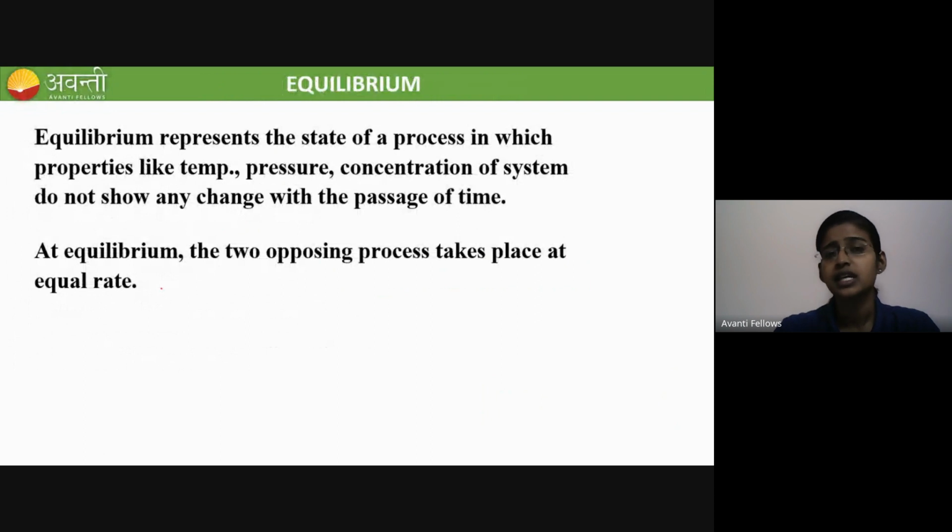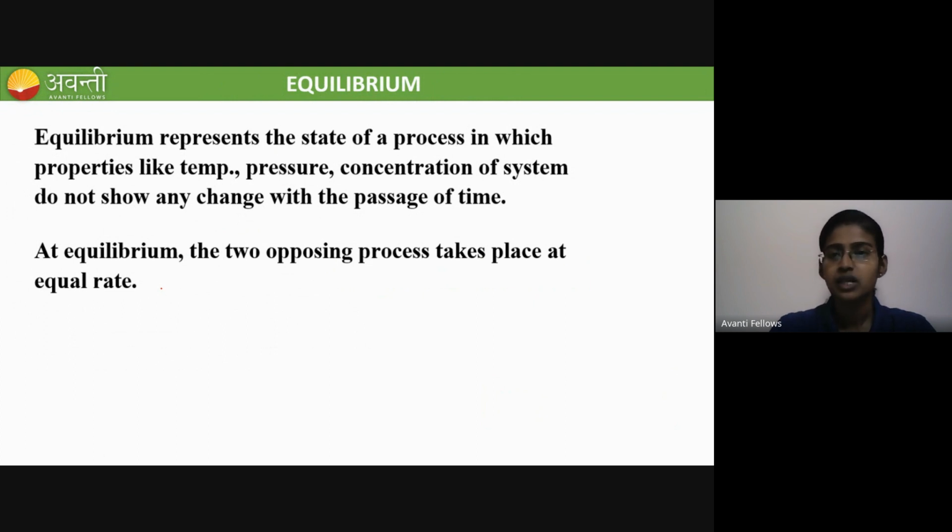So what is an equilibrium? Equilibrium represents the state of a process in which the properties like temperature, pressure, or concentration of a system do not show any change with the passage of time. At equilibrium, two opposing processes take place at an equal rate. The rate of forward reaction and the rate of reverse reaction will be equal. Nothing can alter it; even as time passes, a change in temperature or pressure will not affect it. That state is called the equilibrium state of that particular system.